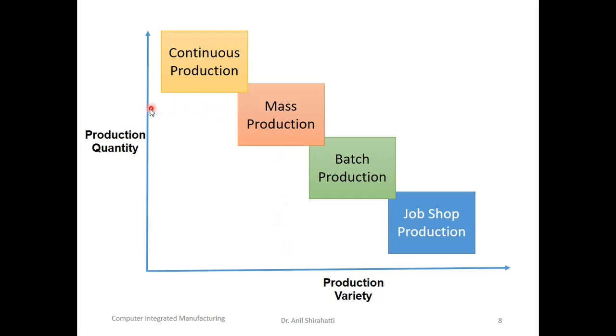Definitely it will be compensated in less production on the quantity side. In case of a batch production, we will have more variety compared to mass production, but the quantity will be less compared to mass. But in case of a job, the variety will be very high, but the quantity will be highly low.